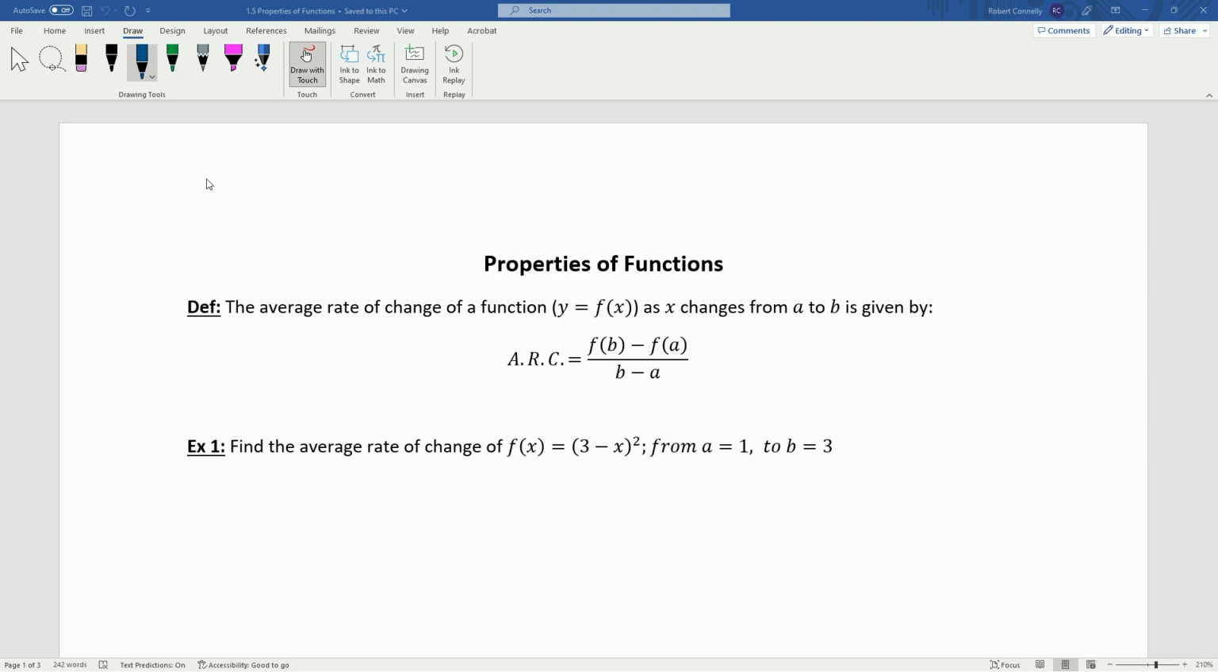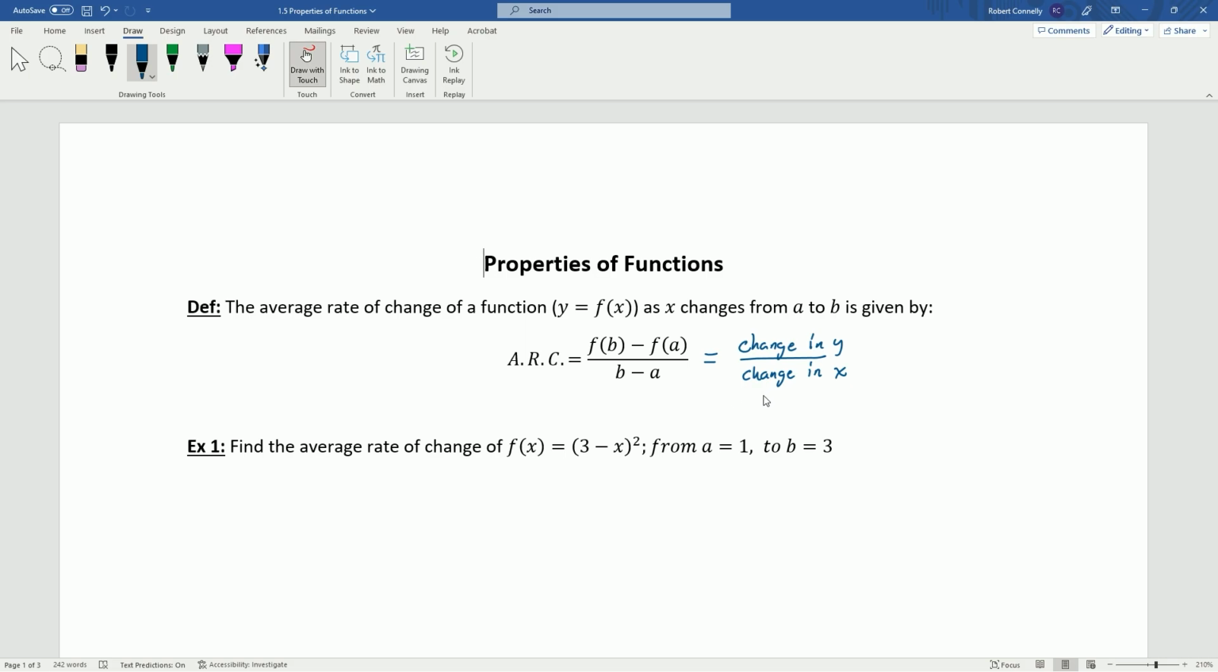The first one we're going to talk about is the average rate of change of a function y equals f of x as x changes from a to b. So this formula is given by f of b minus f of a over b minus a. So the way you can think about this is the change in y divided by the change in the x values. So that describes exactly what we want it to, average rate of change. The change in y divided by how much x changed.